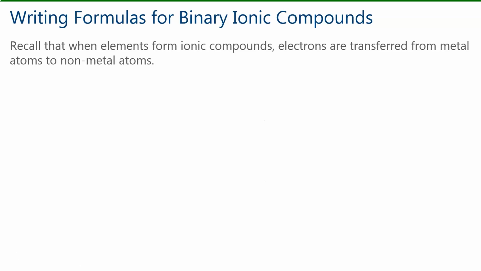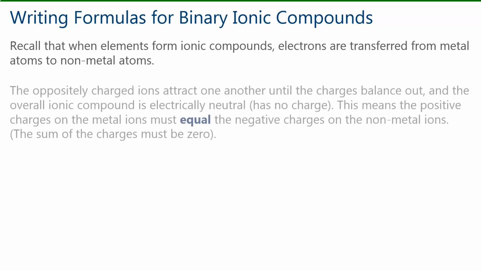Recall that when elements form ionic compounds, electrons are transferred from metal atoms to nonmetal atoms. The oppositely charged ions attract one another until the charges balance out, and the overall ionic compound is electrically neutral. It has no charge. This means the positive charges on the metal ions must equal the negative charges on the nonmetal ions. In other words, the sum of the charges must be zero.